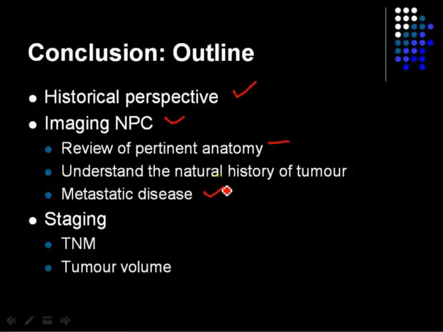In fact, metastatic disease is probably the most common presenting symptom. A patient comes in with enlarged lymph nodes in the neck. And in fact, in recorded history, most of the publications start with patients with neck masses. Then I talk about TNM staging, where we talk about tumor, node, and metastasis.